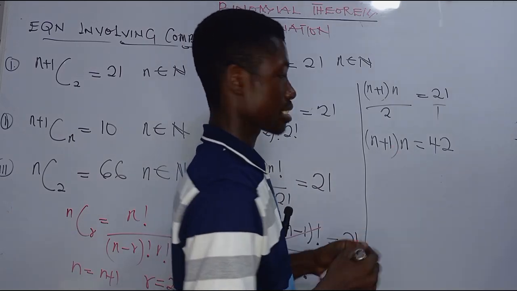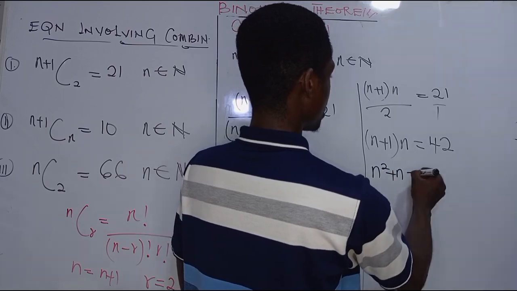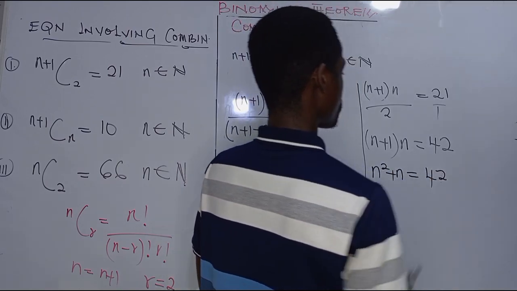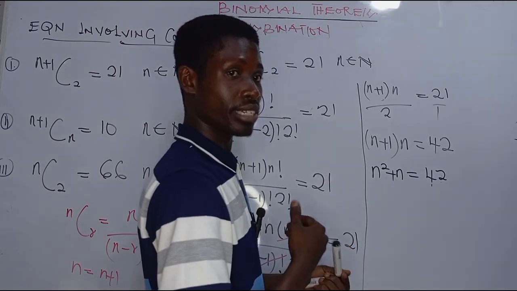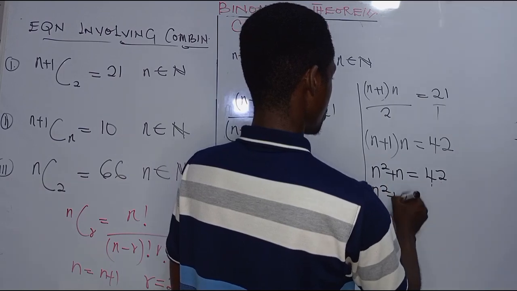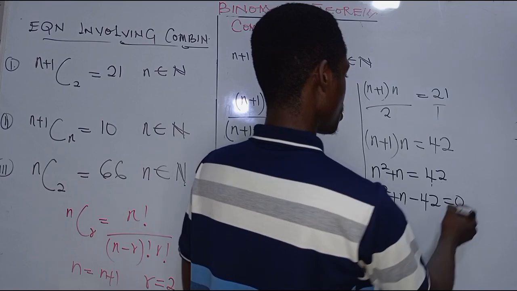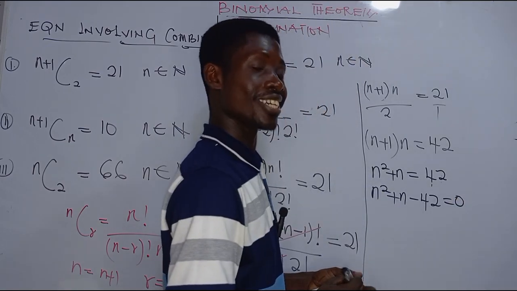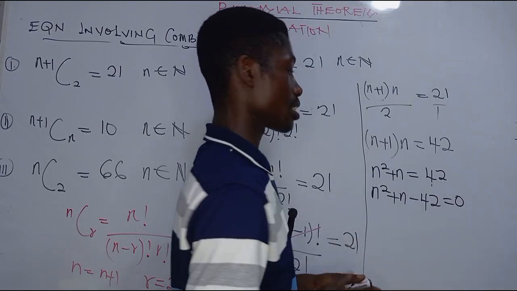Let's expand the brackets. This will give us n squared plus what? n, and this is equal to 42. Now, why don't we bring the 42 to the left hand side of the equation and then see something? So we have n squared plus n minus 42 is equal to 0. What do you see? You see that we are getting what? A quadratic equation.